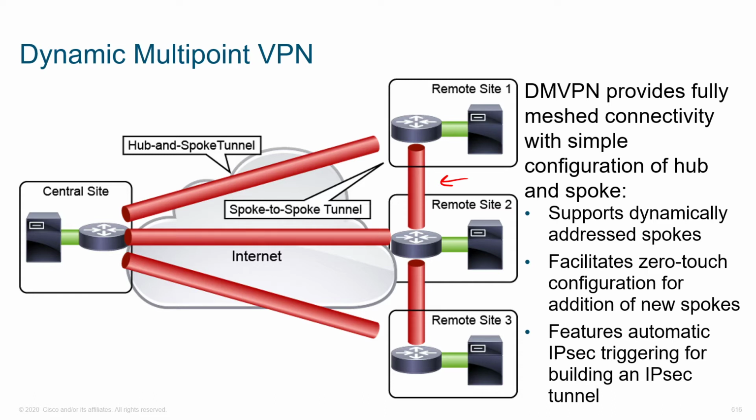The problem with that static configuration is every time we add a remote site, we're going to have to come back in and adjust all the other sites to include that site. It's the classic 2 to the n problem. So what this is going to give us is zero-touch configuration for the addition of new spokes. This is huge from a management perspective. Now, the neat piece that this gives us is, in that last bullet point, fully automatic triggering of IPsec tunnels.